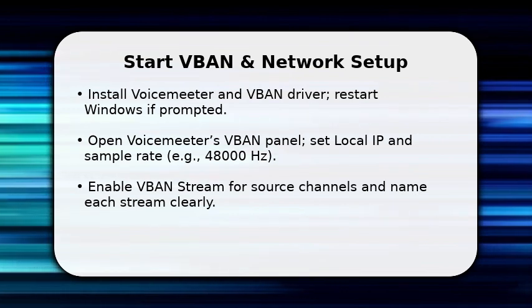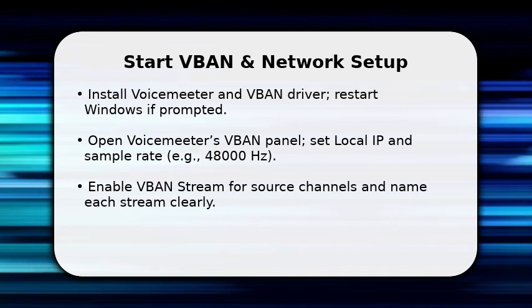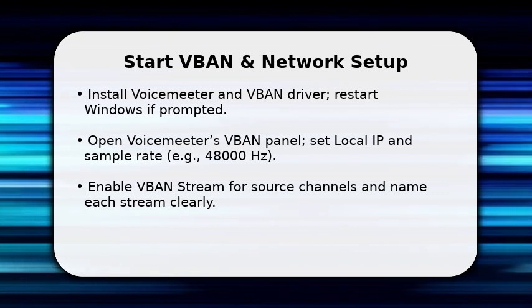Give each stream a clear name so you can identify it later. This avoids routing mistakes and ensures consistent timing between devices. Make sure your Windows firewall allows VBAN traffic before moving forward.